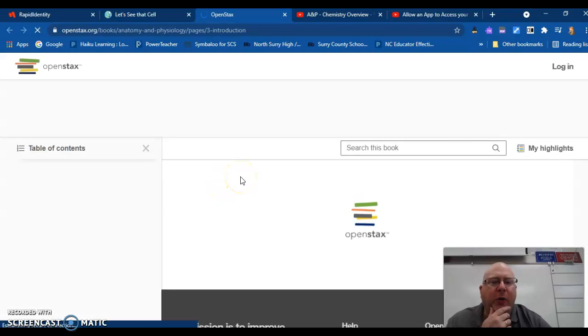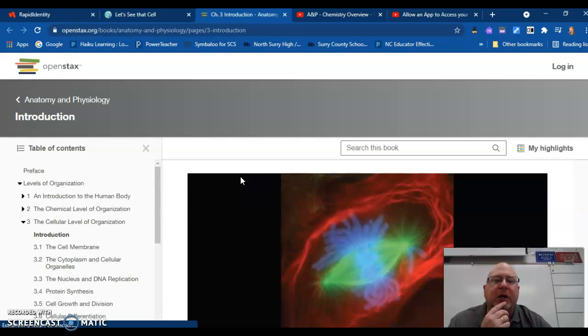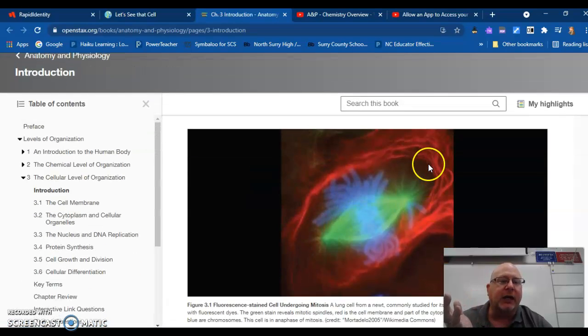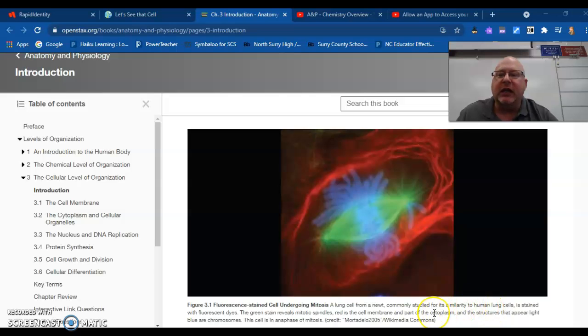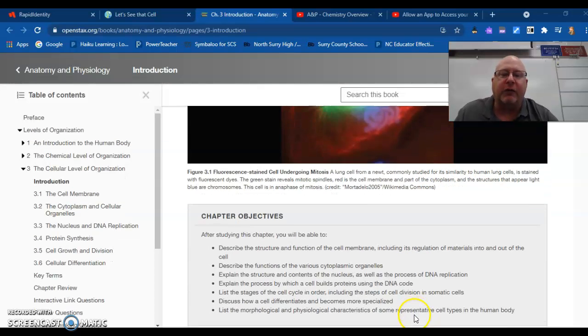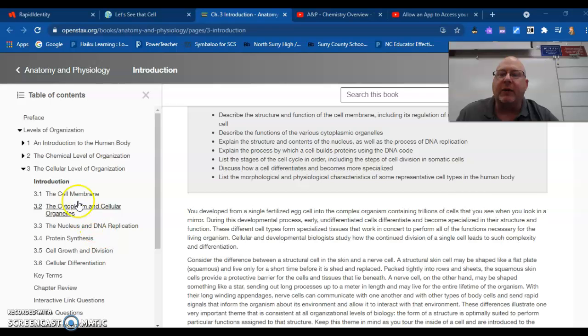I always want you to take a look at what's in the digital textbook because we don't have a physical textbook. An anatomy textbook is about $300. So always take a look at this digital textbook. It's free, and it's laid out by units over here.